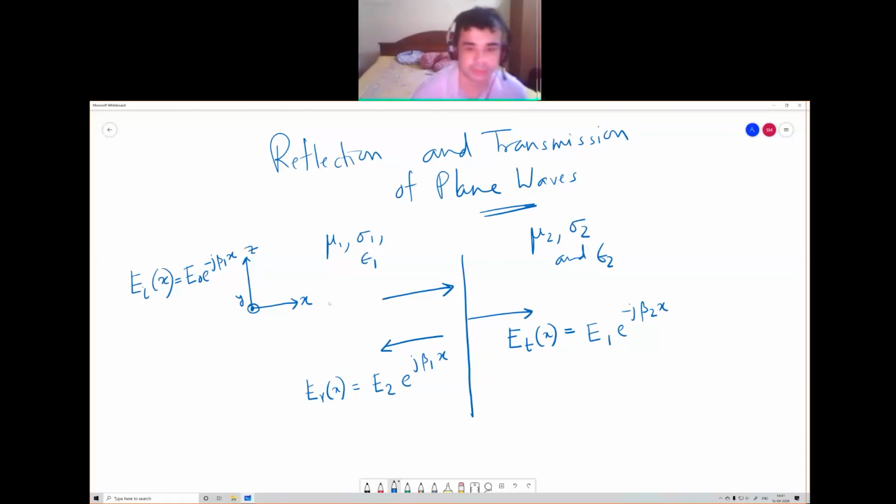This will be along the z direction, this will be along the z direction, and this will be along the z direction. Because the wave is propagating in the plus x direction, the electric field is along plus z, and the magnetic field is along plus y. That's what we had seen.